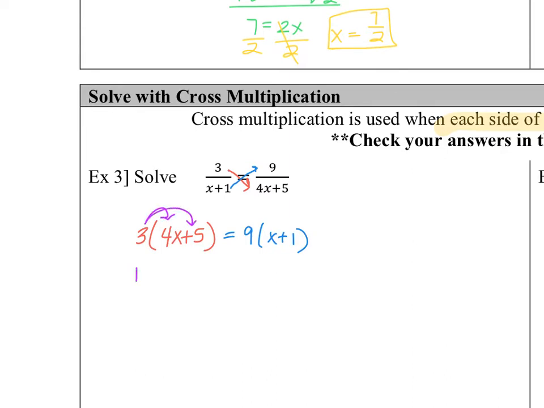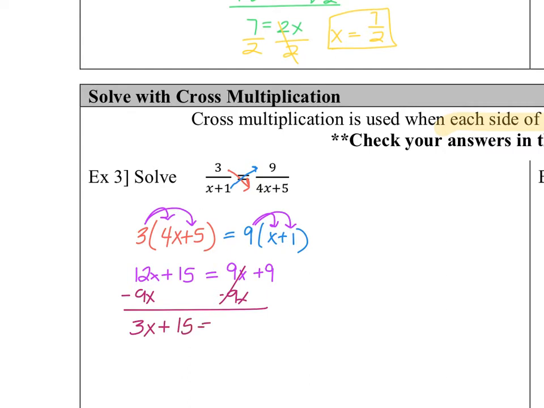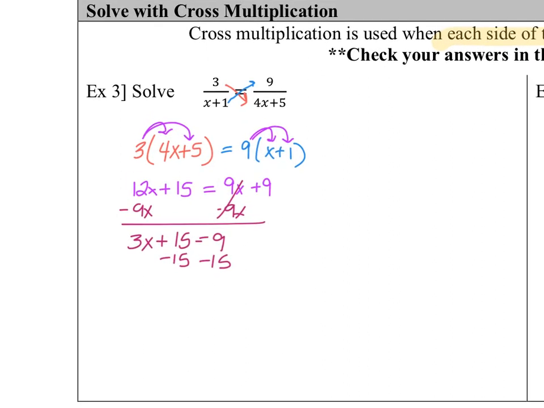Distribute in your 3. 12x plus 15 equals, distribute in the 9. 9 times x makes 9x. 9 times 1 makes 9. Solve a basic multi-step equation. Move your variables to one side, so minus 9x from both sides. 3x plus 15 equals 9. Subtract 15, move your constant. So I got 3x is equal to negative 6. Divided by 3, x is equal to negative 2.